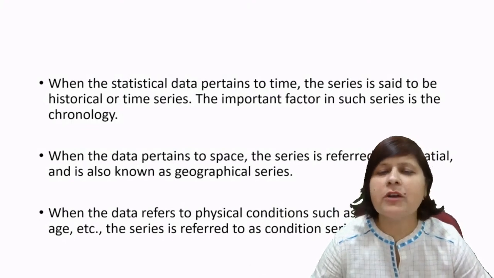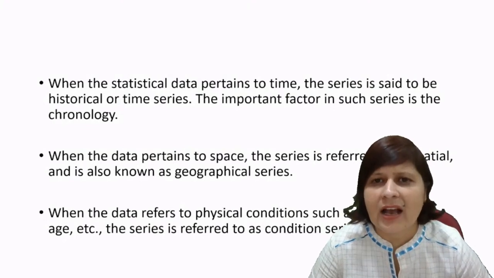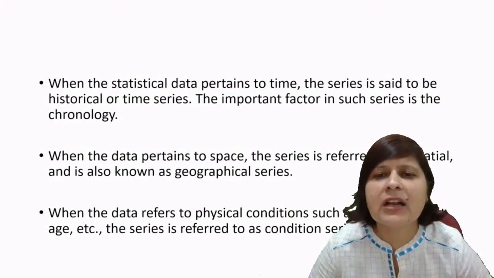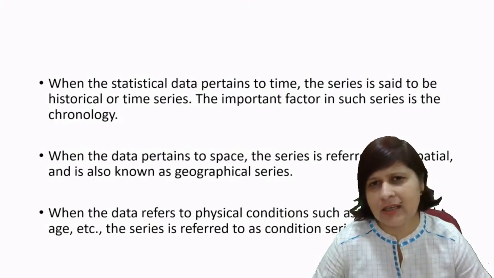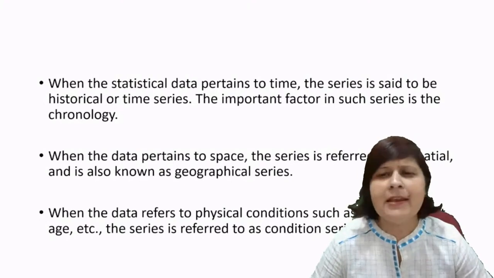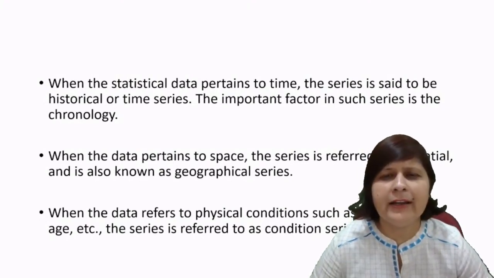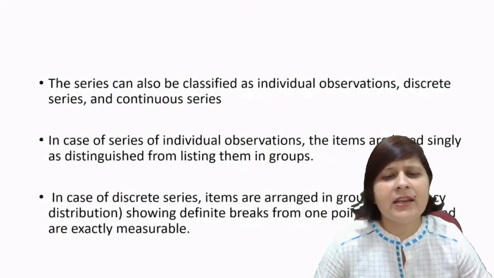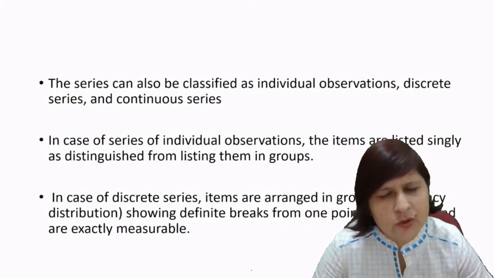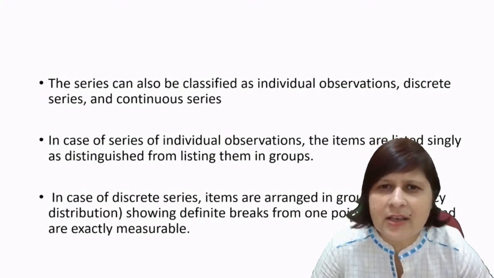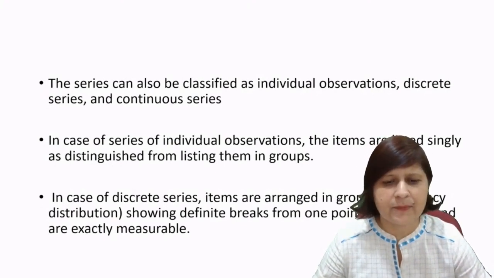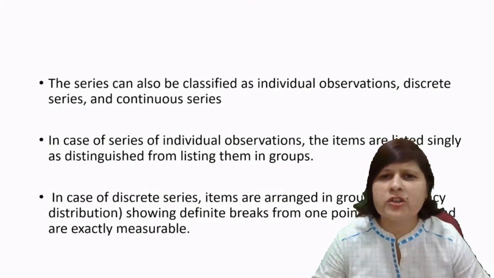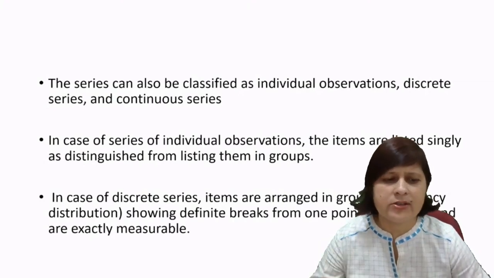And when data refers to physical conditions such as height, weight, age, etc., then this is referred to as a condition series. What is a series? Any logical arrangement of the data either in ascending or descending order is known as a series. The series can be classified as individual observation, discrete series, or continuous series, right?